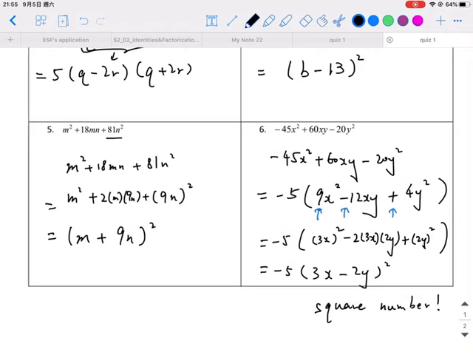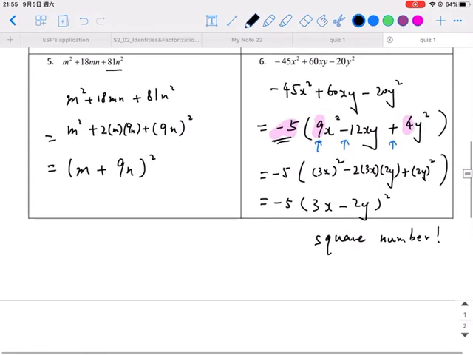Remember the trick is after you take out the common factor of negative 5, both 9 and 4 are square numbers. So this common factor is a hint for you.